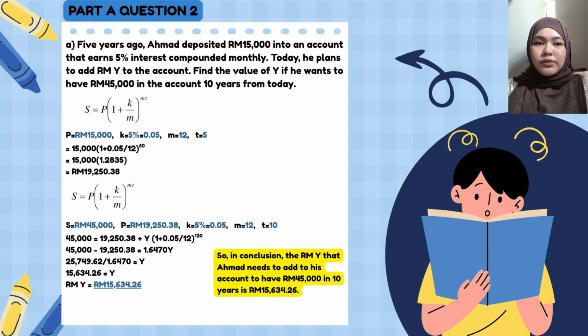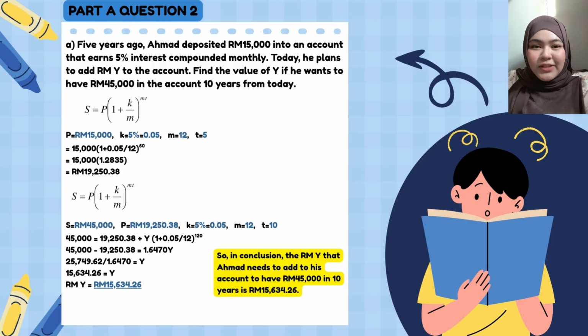Firstly, we need to look for the future value from 5 years ago. Use the formula S equals P open bracket 1 plus K over M close bracket to the power of MT. First, we need to insert the right value in the right place in the formula. For P, we're going to put 15,000 ringgit. In the bracket 1 plus K, we're going to put 0.05 over M, we're going to put 12 because it's compounded monthly, close bracket to the power of 60, where we get it from M times T, which is 12 times 5.